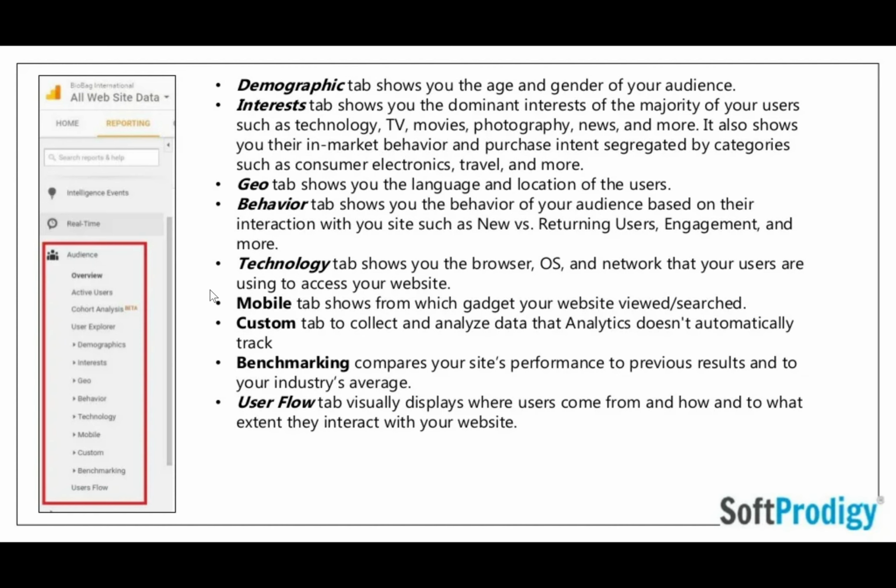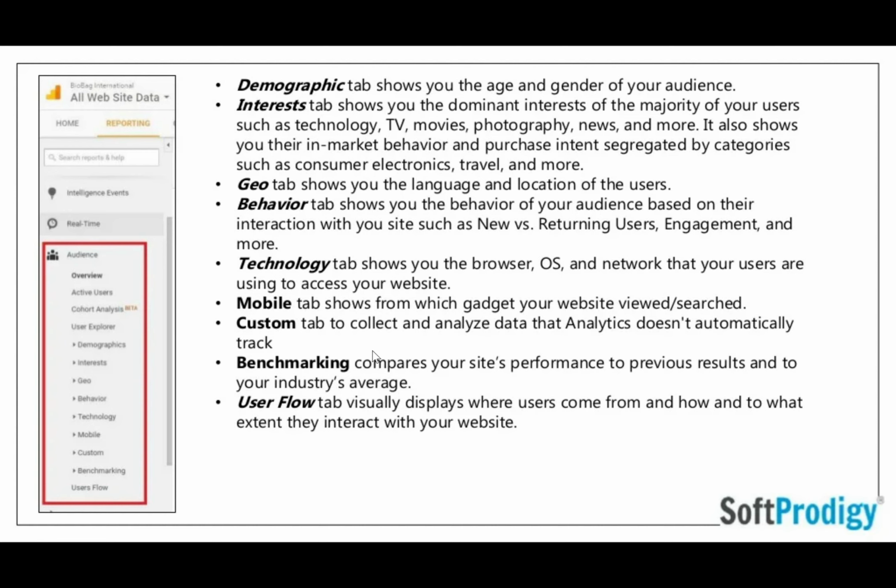On the audience report, the demographics tab shows you the age and gender of your audience. The interests tab shows you the dominant interests of the majority of your users, such as technology, TV, movies, photography, and news. It also shows you in-market behavior and purchase intent segregated by categories such as consumer electronics, travel, and more. The geo tab shows you the language and location of the users. The behavior tab shows you the behavior of your audience based on their interactions with your site, such as new versus returning users, engagement, and more.